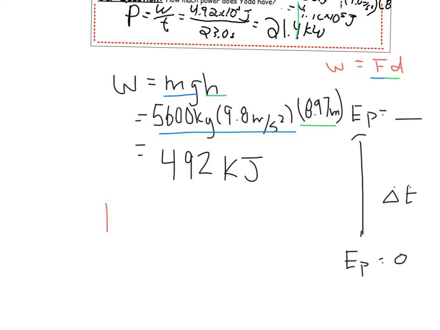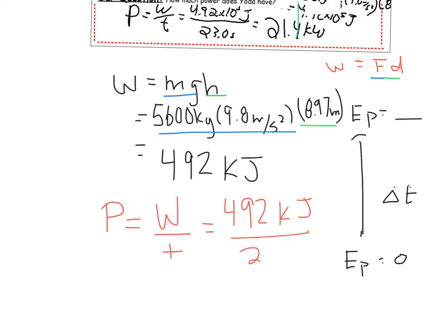Okay, the last thing then is to calculate the power, which is the work over the time it takes. So Yoda does 492 kilojoules of work, and that is over 23 seconds. Which means that is 21.4 kilowatts of power. So 21.4 kilowatts of power.